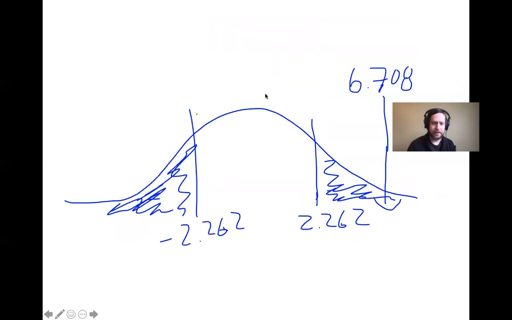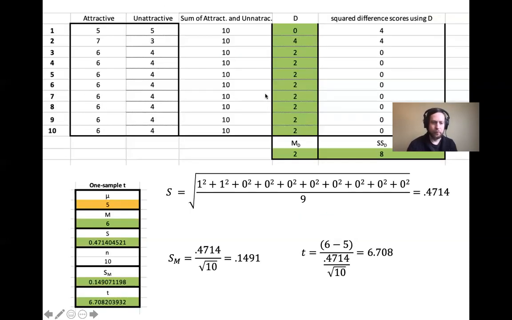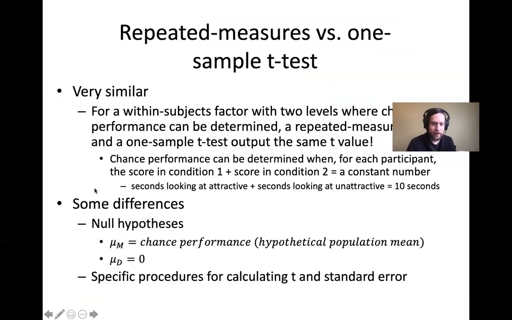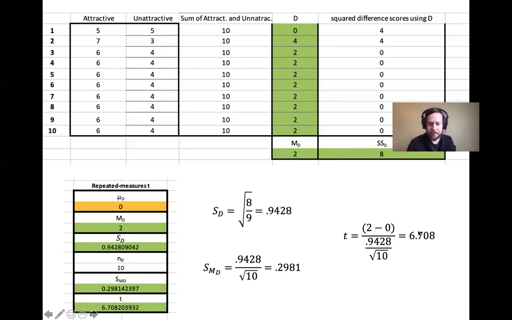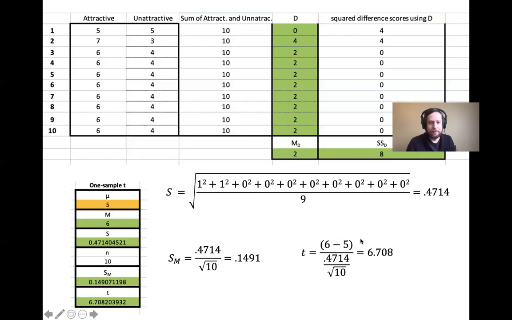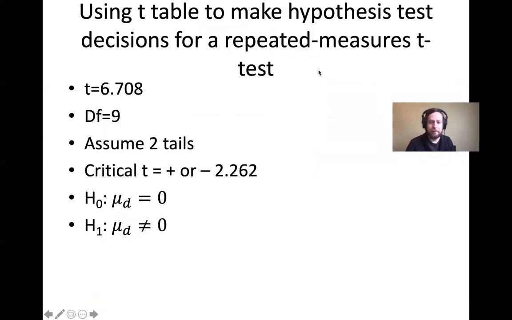This could be used for either the one sample t right here, because it's 6.708, or the repeated measures t, because it's 6.708. But let's just pretend that we're doing it for the repeated measures t. So this t equals 6.708. Our degrees of freedom is 9, and we get that once again because there's 10 total difference scores, 10 participants, minus 1 is 9.